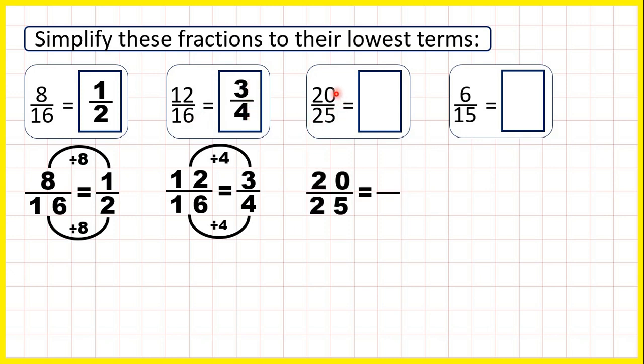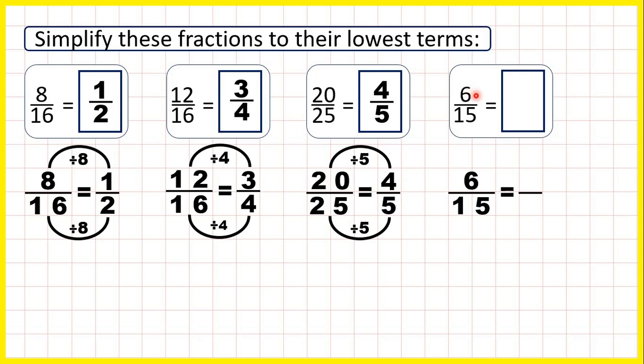Now we have 20 over 25. Both numbers are in the 5 times table. 5 is the highest common factor of 20 and 25, so we can simplify this fraction by dividing the numerator and the denominator by 5. 20 divided by 5 is 4, 25 divided by 5 is 5, so 20 over 25 simplifies to 4/5.